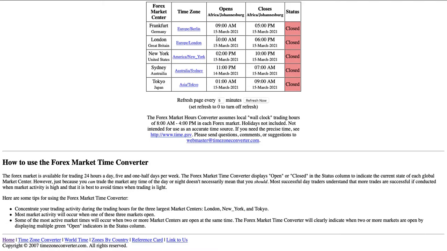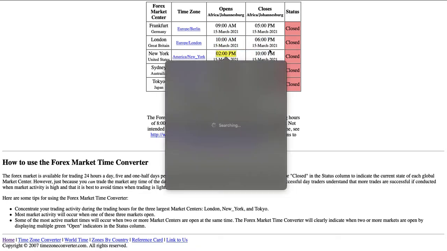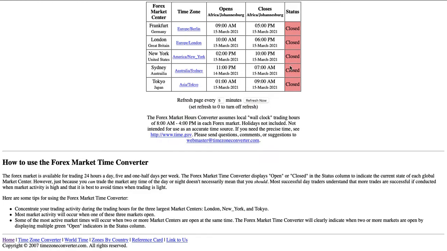So we don't want to focus on 10 a.m. This is exactly in South Africa time. Opens in Africa, it tells you that the London session opens at 10 a.m. and it closes at 6 p.m. New York session opens at 2 o'clock and then it closes at 10 o'clock.